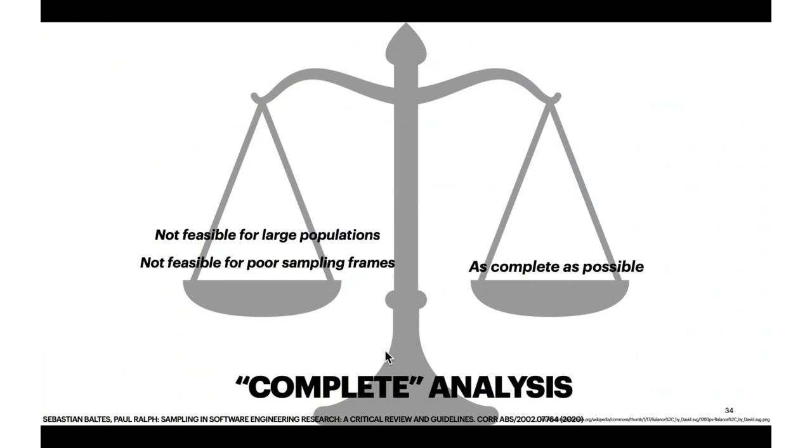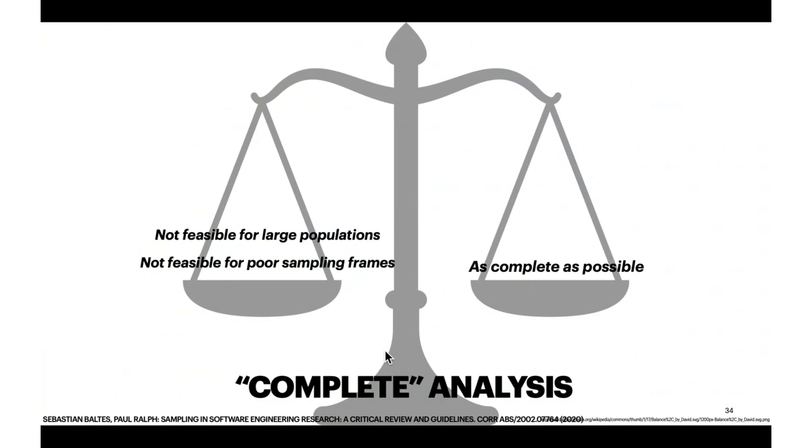Moreover, such whole frame sampling is not feasible for poor sampling frames. And a poor sampling frame means essentially an incomplete frame. So we do not know what is missing from our frame, but we suspect that things are missing or inadequate. Or we know what is missing, but it is clear that the sampling frame is very different from the population.